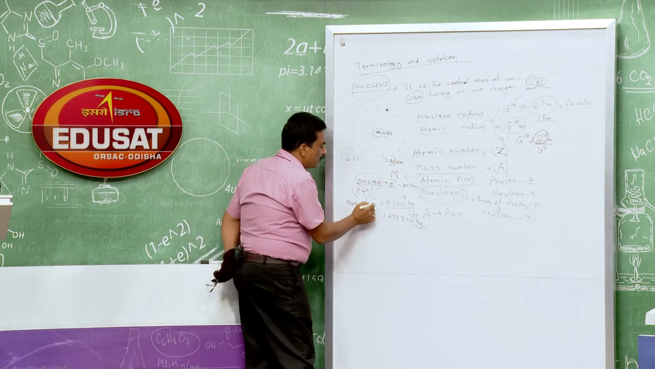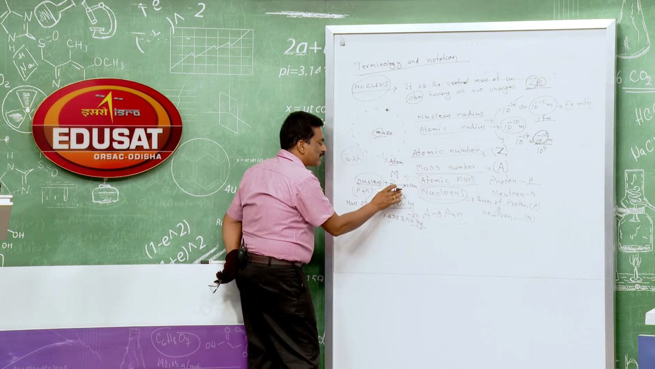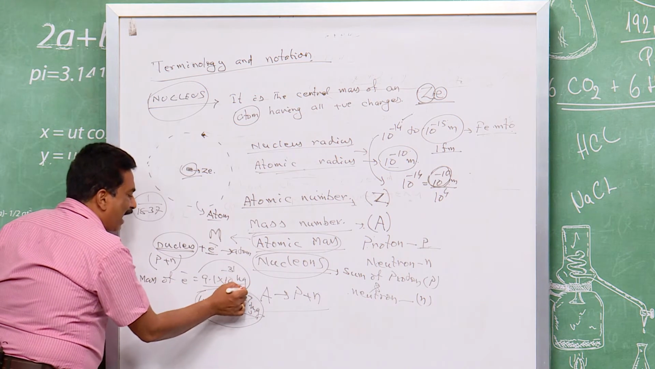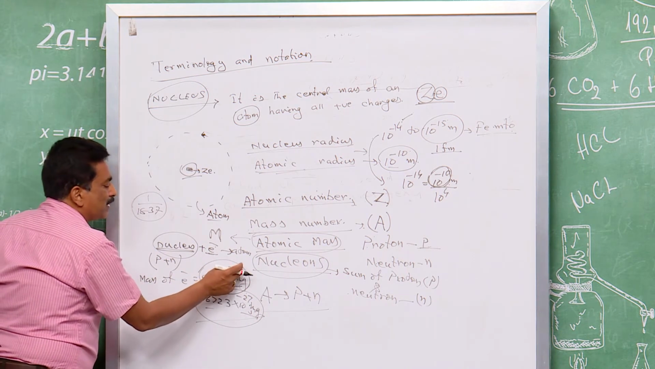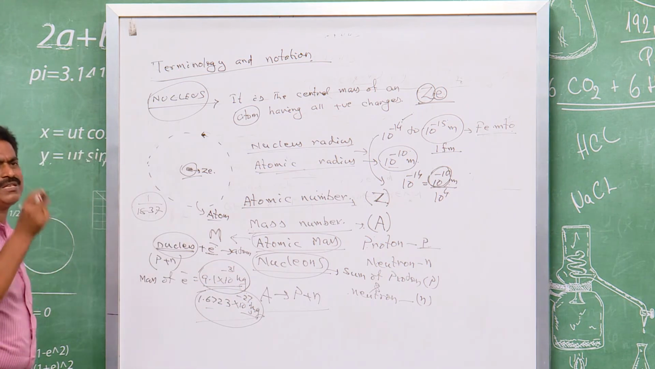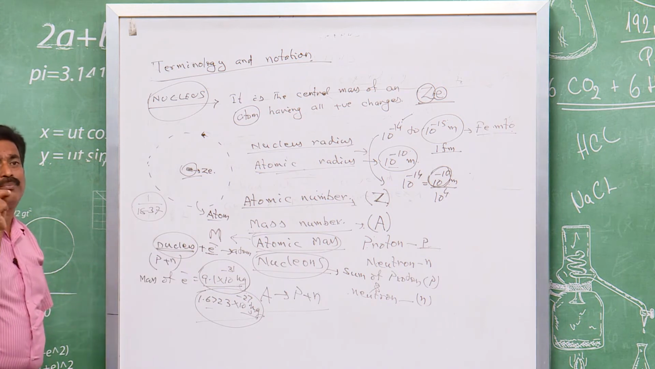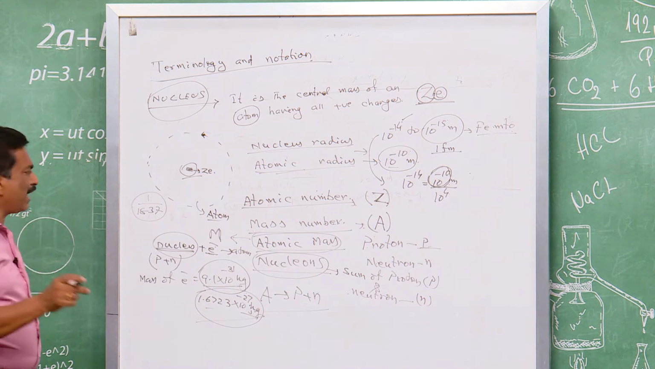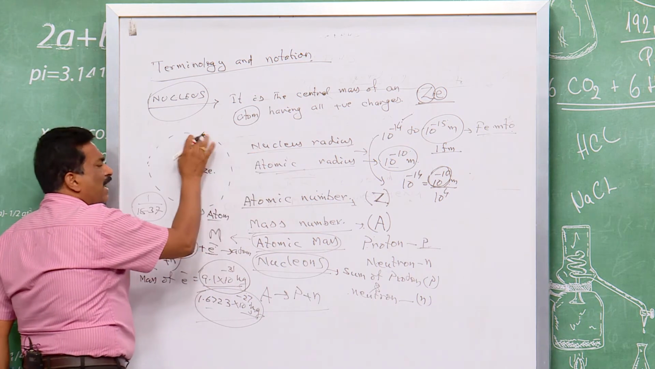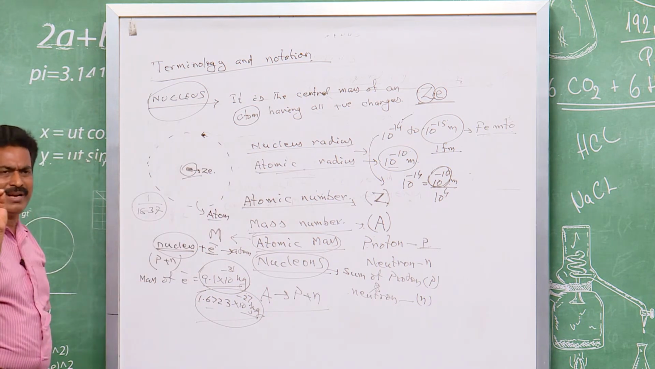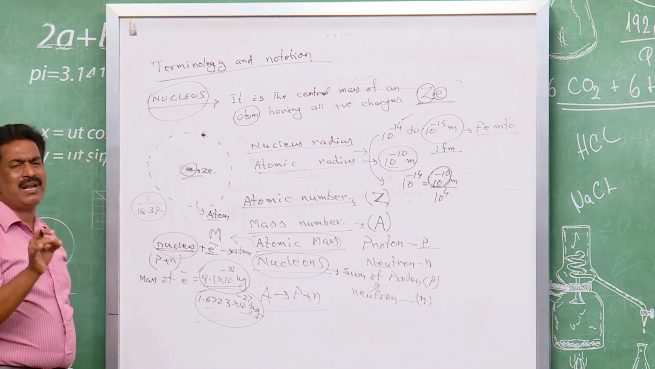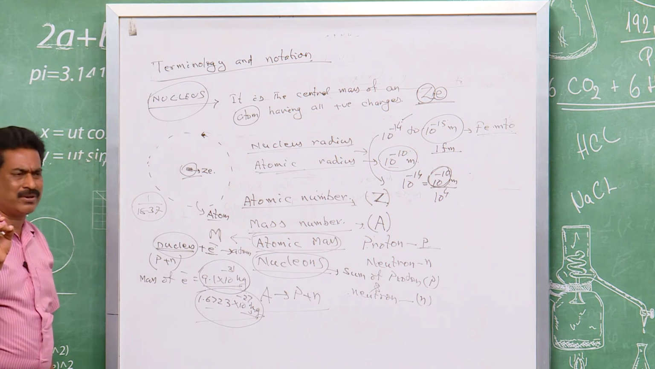For the nucleus, the protons and neutrons have this type of mass, and the electron has this type of mass, and this mass, you see, is very negligible in comparison to the proton and the neutron. Therefore, though the electrons are there, no doubt, their mass is very negligible. Hence, the mass of the nucleus is generally taken as the mass of the atom.